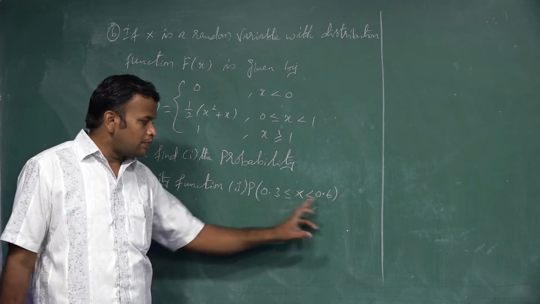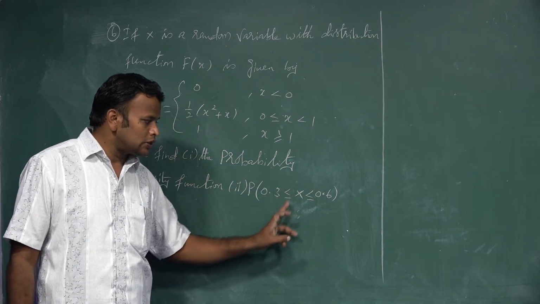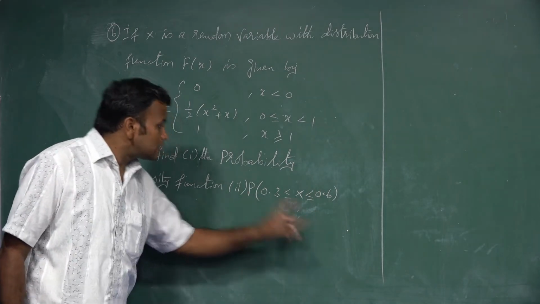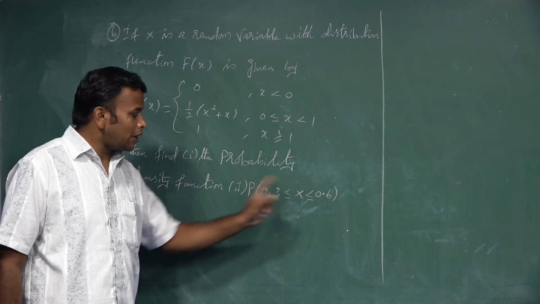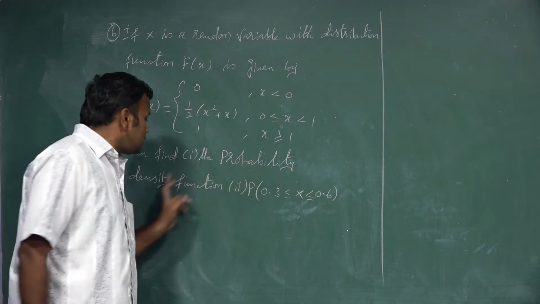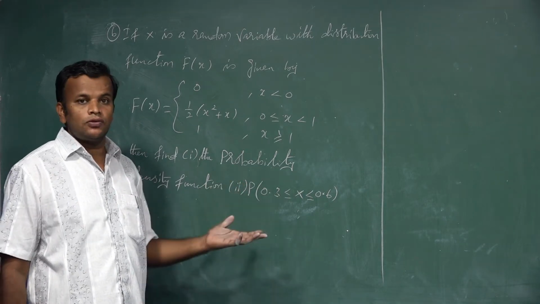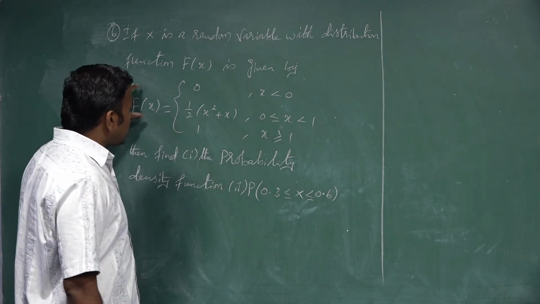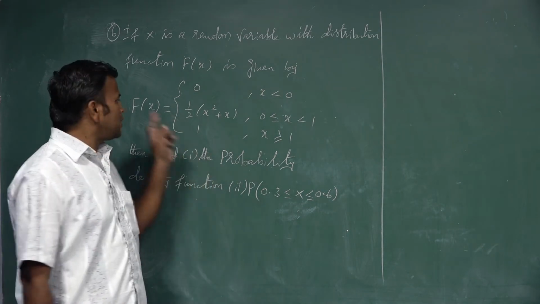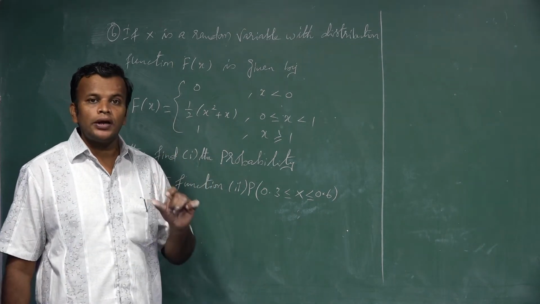And also to find the probability value P of 0.3 less than or equal to x less than or equal to 0.6. So here we use capital F of x, the formula F of b minus F of a. Or we can use the probability density function we already found. So use any one of the formulas. What is the difference between capital F of x and small f of x? One time differentiation of capital F of x is nothing but small f of x.